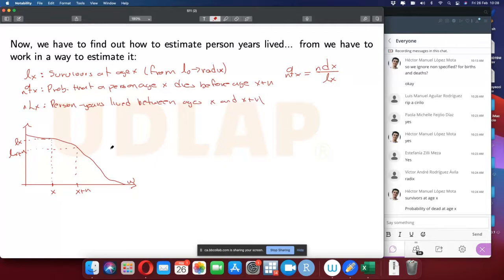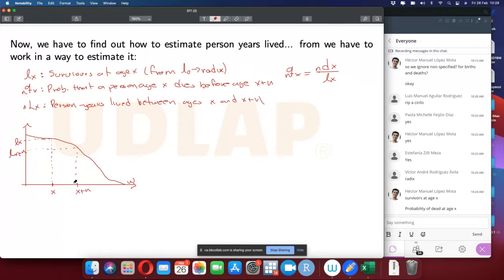So I am going to use, instead of my population, the survivors at age x to see how many years of life this group is contributing to my experience of years lived. Essentially, this means the person years lived between ages x and x plus n. If I pay attention to only age x, it would be this much, lx. If I pay attention to this age, it would be lx plus n. So person years is going to be the area below this function.